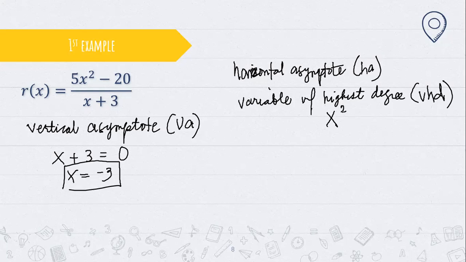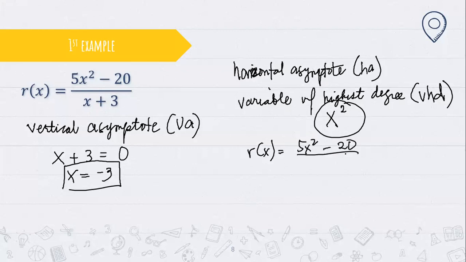Huwag nyo na isama yung number. Okay lang. So, kunin nyo yung x squared. Kasi gagamitin natin mamaya. What is the variable with the highest degree? Yung variable lang with its exponent. Kung sino yung highest exponent doon, yun yung kukunin ninyo. Okay? Ayan. Ngayon, class, kopyahin yung function. R of x is equal to 5x squared minus 20 all over x plus 3.